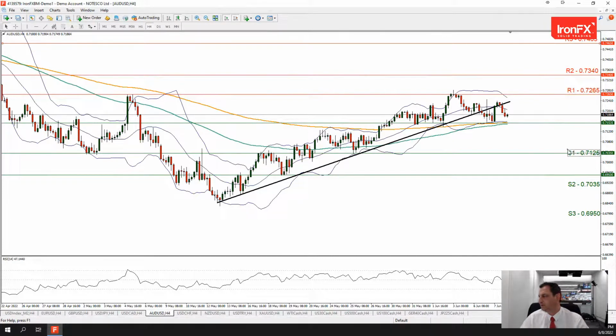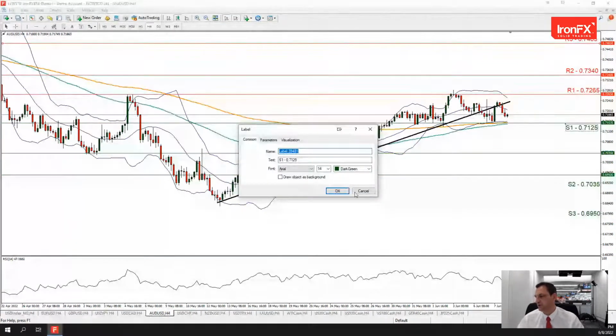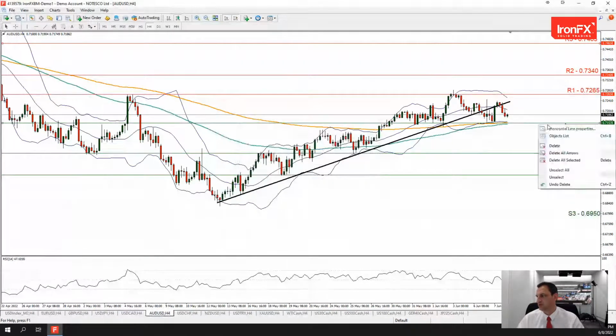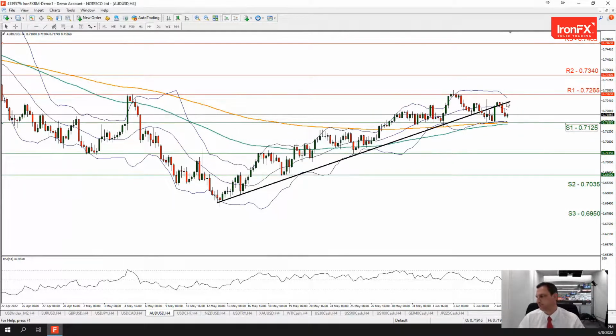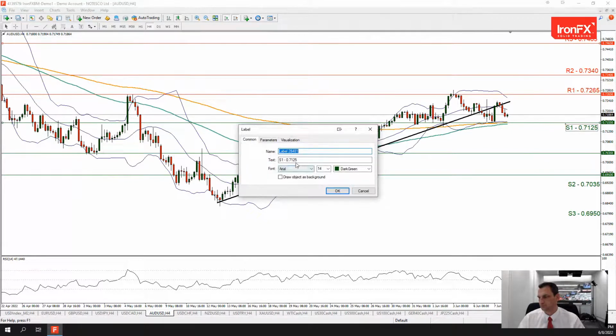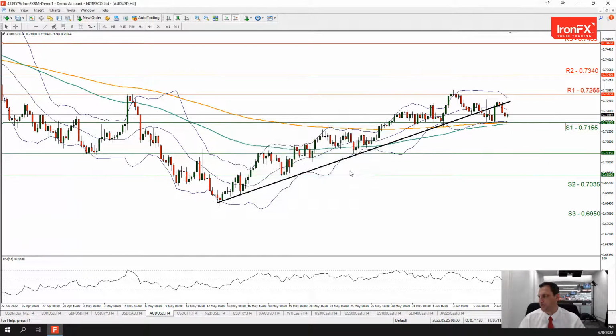Now we have a new support line being set at 0.71. That's 55. We can check that again. Do not see it clearly. Skipped the 0.7125, and the next support line would continue to be the 0.7035. With even lower, we note the 0.6950.